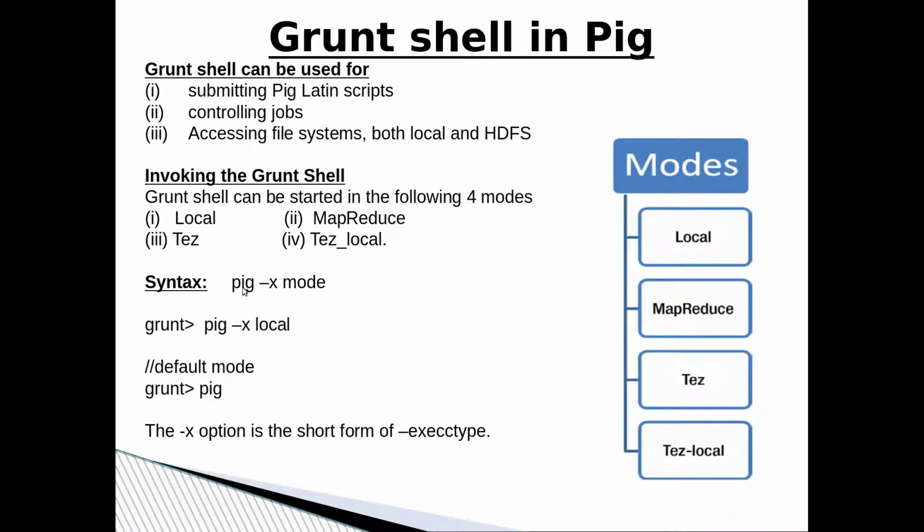So how to invoke the grunt shell? You write pig, then -x, and then the mode. Any of these four modes can be given, right? -x stands for execution type. So you are suggesting to execute Pig in the given mode; if you write local, in the local mode.